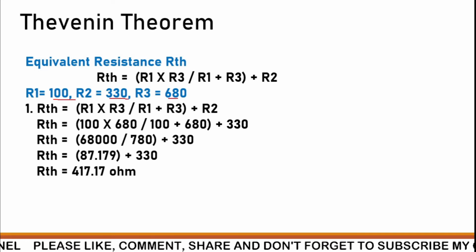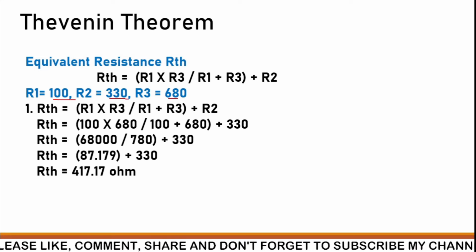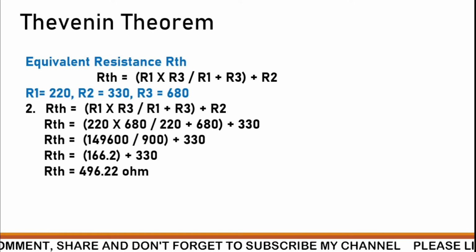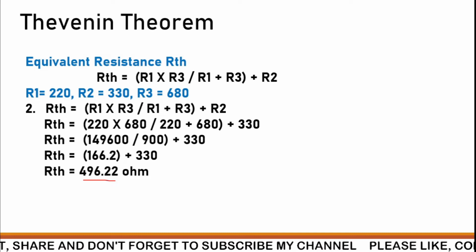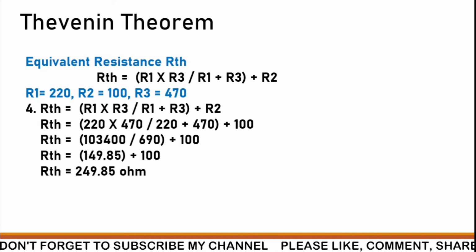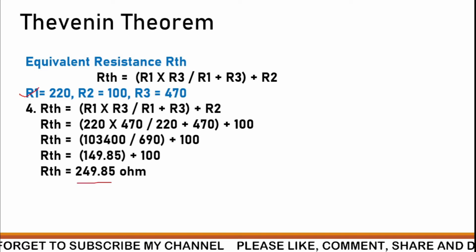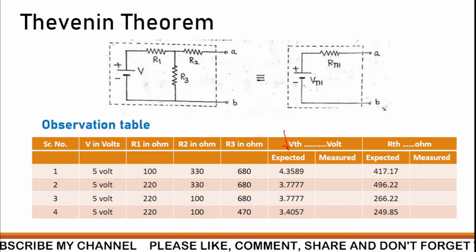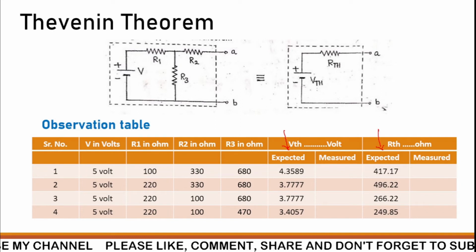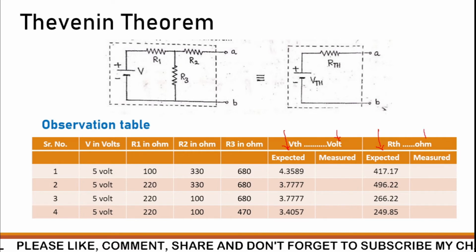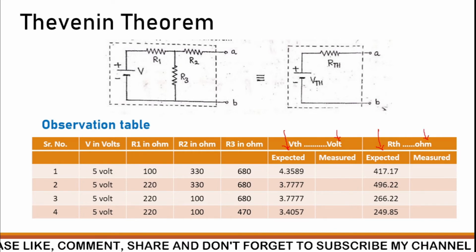If we do the calculation, you can pause the video and write down the calculation in your notebook. For 100, 330, 680 we get 417.17 ohm. For the next, it is 496 for this combination. For the next combination we have 266, and for this combination we have 249 ohm. So I am going to write all the expected VTH and all the expected RTH, and then I am going for the voltage measurement and resistance measurement in the lab.